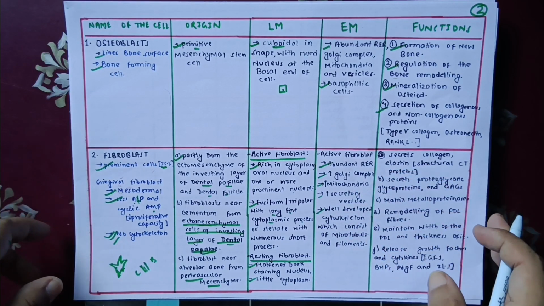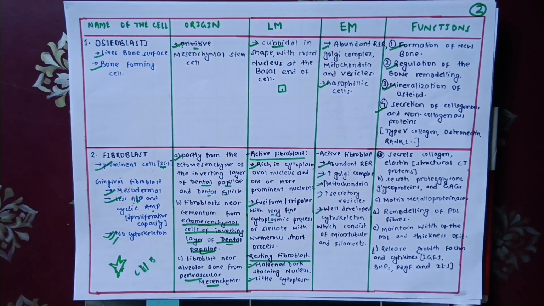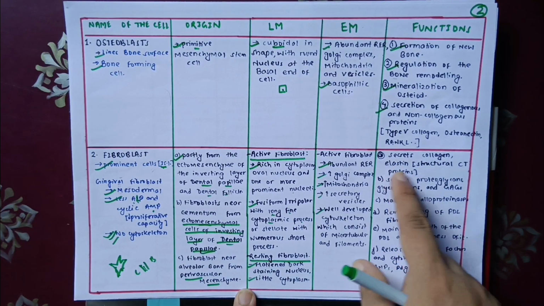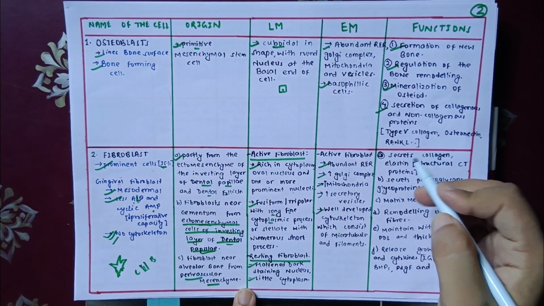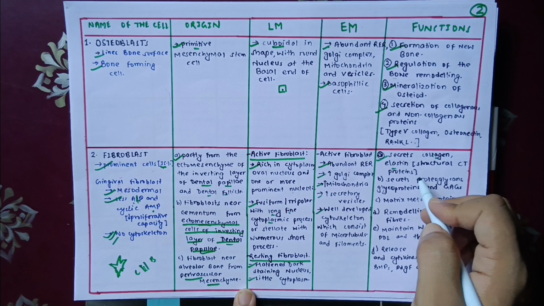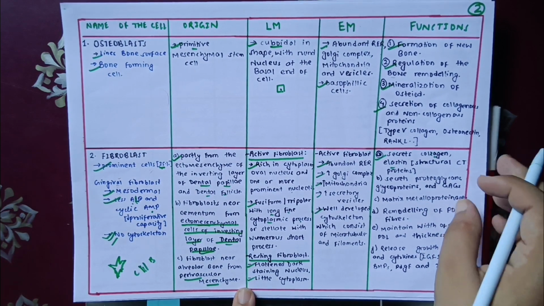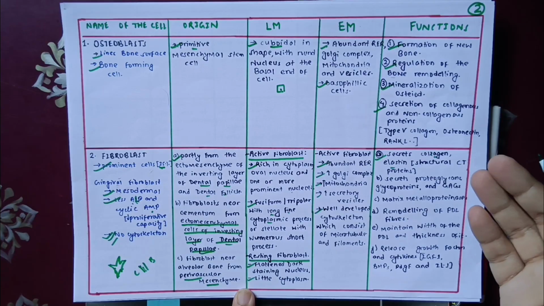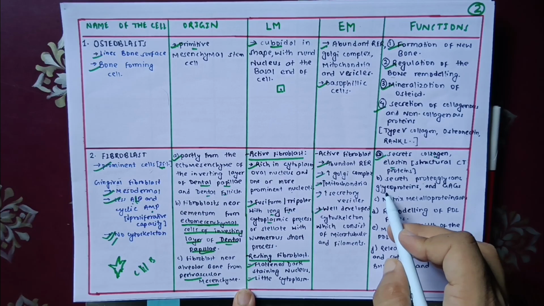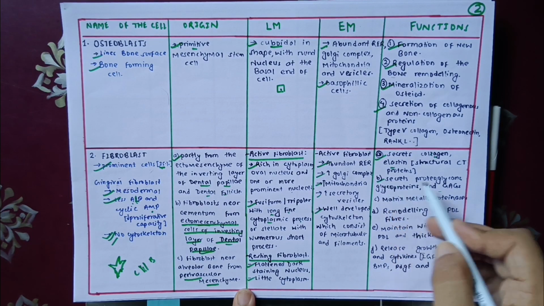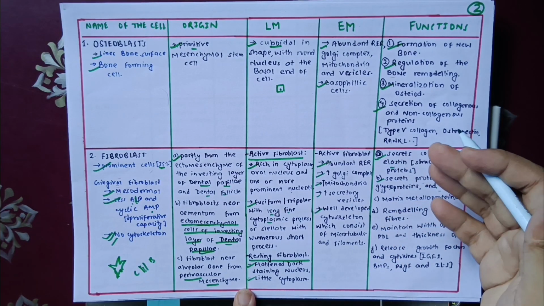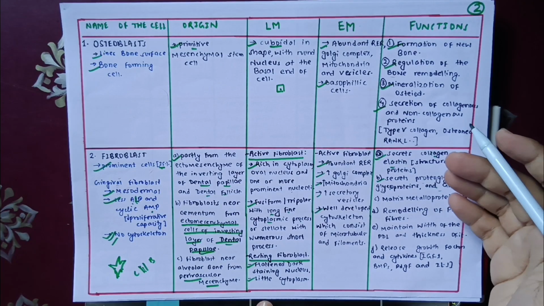Okay, so we have completed the morphology of the fibroblast, and in the function section, we can see it secretes collagen and elastin, which are structural connective tissue proteins. Another point: it secretes proteoglycans, glycoproteins and GAGs, and those are the ground substance of the periodontal ligament.